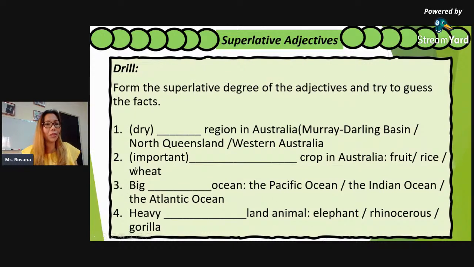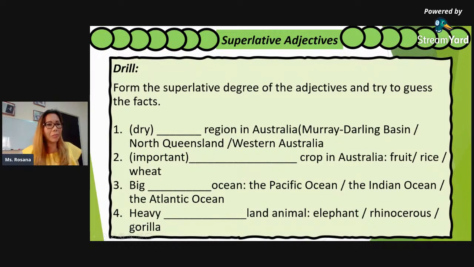Okay, next, number 2, important. What is the superlative degree of important? So the crop in Australia, is it fruit, is it rice, or is it wheat? Then number 3, big ocean. What is the superlative degree of big? Is it, now the fact, is it the Pacific Ocean, the Indian Ocean, or the Atlantic Ocean?